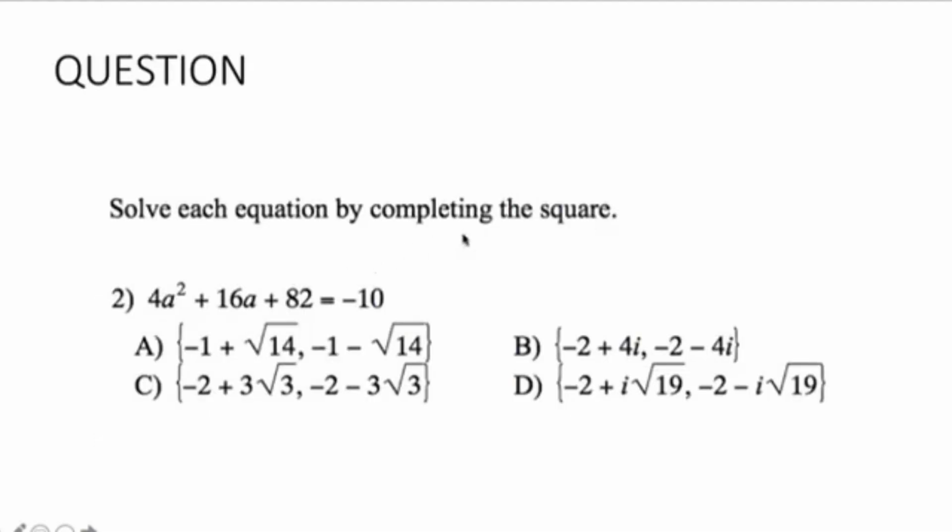Solve this equation by completing the square. 4a squared plus 16a plus 82 equals negative 10. Pause the video and solve the problem. Now, assuming that you have completed your answer already, here's the answer.